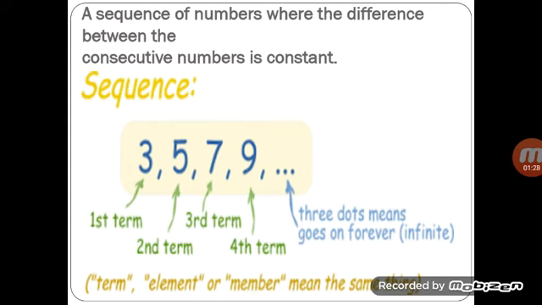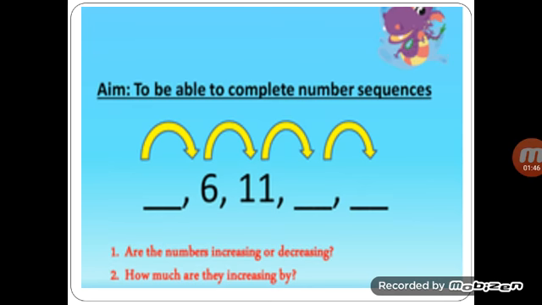Now you can see 3 and 5, what is the difference over here? That is 2. Then 5, 7, again 2. And you can see the sequence is increasing. So the hint behind it is that you are going to add 2 to every previous term to get the next term. So this is the sequence pattern.